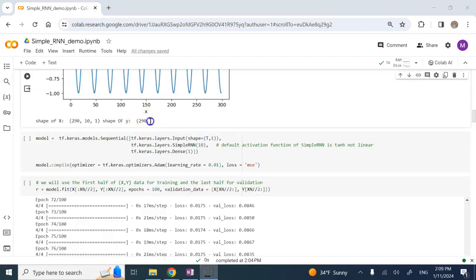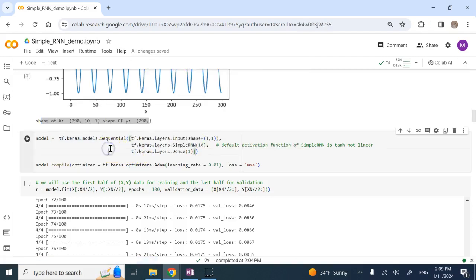And you can see their shapes after modification. Now those are appropriate size for the network. So I create a simple Elman network, as I told you. You see here I'm using an input layer with the shape of T and 1, because each time I pass T data, 1 row to it.